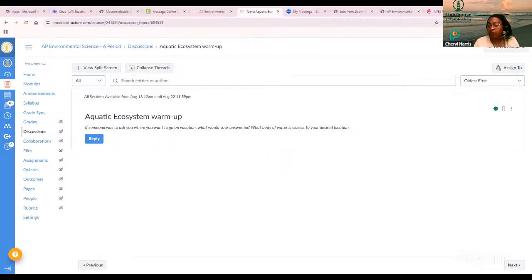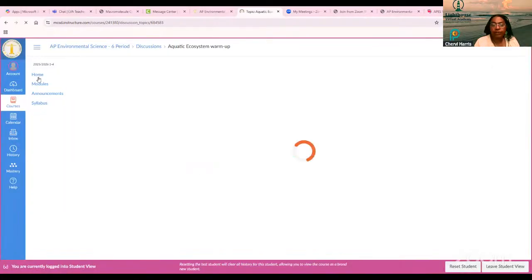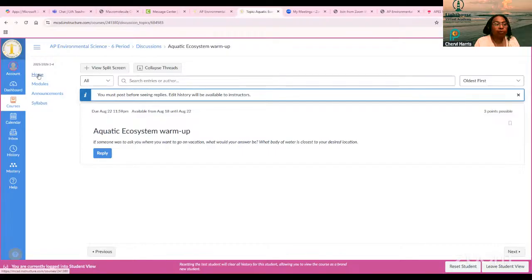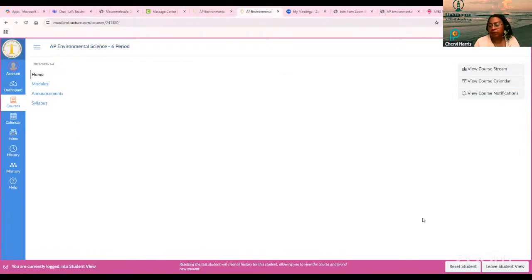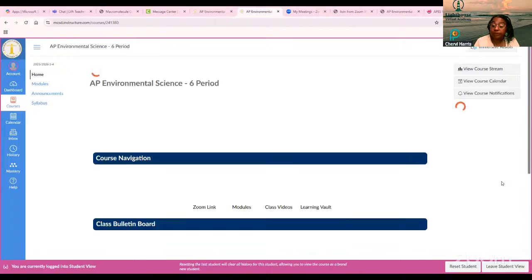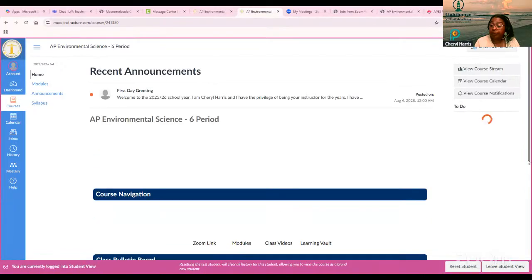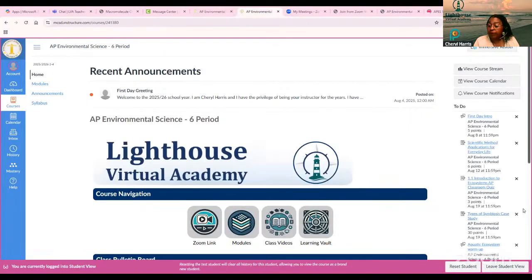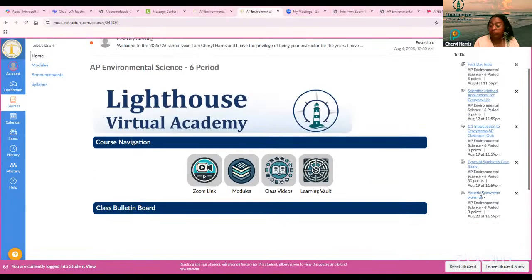I thought it was in the module, but it's not. Let me do this from a student view. It should be an assignment on your to-do list. All right, so that's there. I thought I sent it to the module, but I'm not sure that it went there. But for sure, it is called the Aquatic Ecosystem Warm-Up. So look for that on your to-do list.